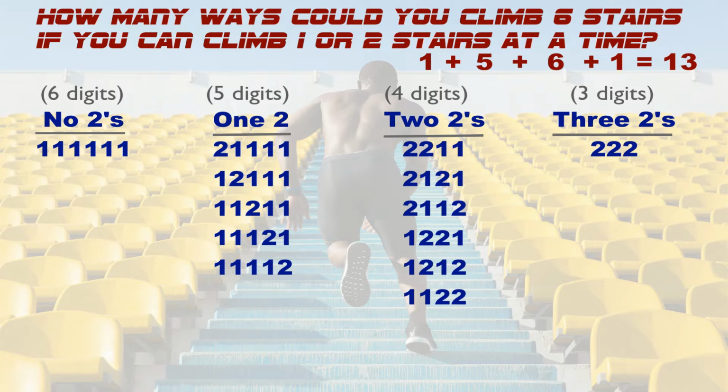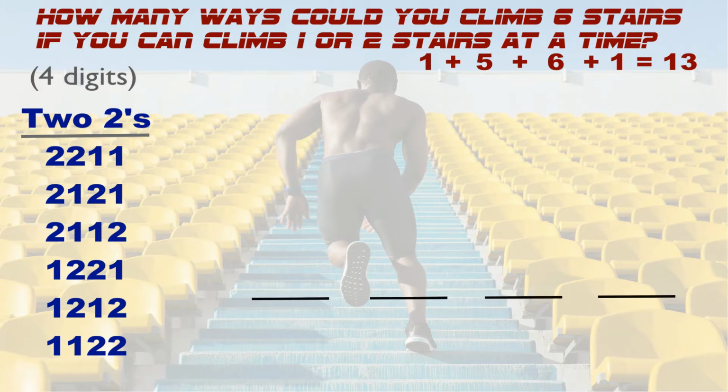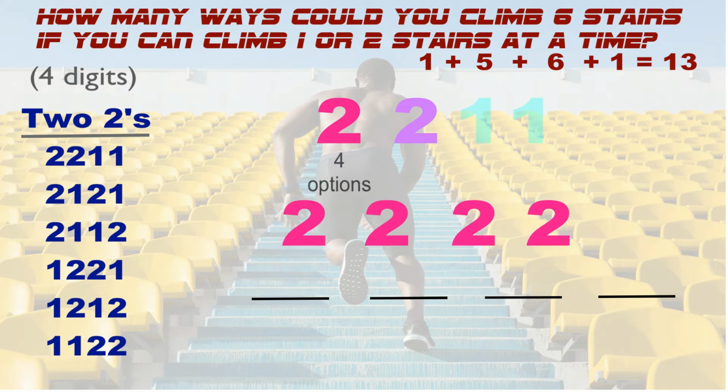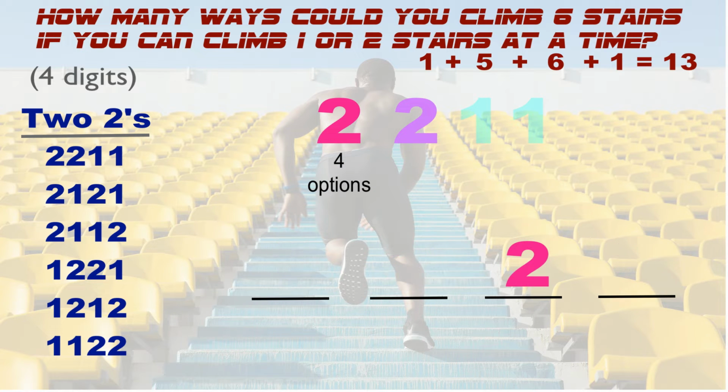We can do that same method here to figure out how many ways there are to arrange a given number of 1s and 2s. So for example, in the 4-digit column where we have 2 2s and 2 1s, we can just count how many ways there are to arrange the 2s, knowing that we'll fill up all the remaining blanks with 1s. So we have 4 options for where to put the first 2, and then 3 options left for where we'll put the second 2.